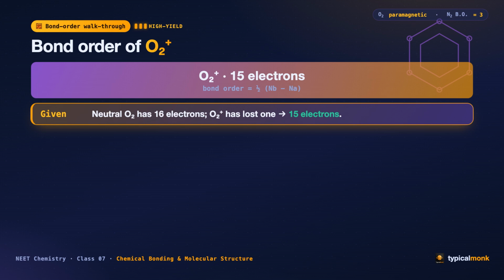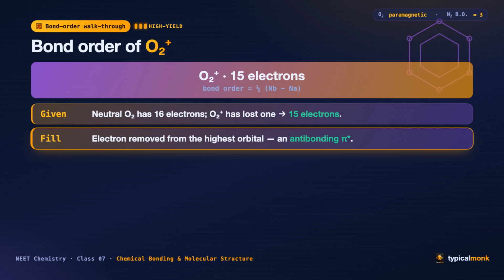Let us work one full case out, loud, slowly, the monk's way: the bond order of the oxygen plus ion, the dioxygenyl ion. Start with what is given. Neutral oxygen carries 16 electrons. The plus sign means it has lost one, so oxygen plus has 15 electrons. Never rush past this count. Next, where does that electron leave from? Always from the highest occupied orbital, and in oxygen that is an antibonding pi star orbital. Losing an antibonding electron is good news for the bond.